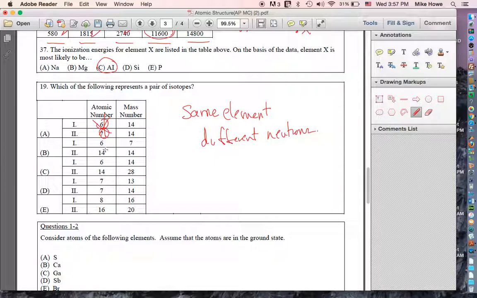Okay, down here, the atomic number is 6 and 14, so that doesn't work either. 6 and 14 doesn't work. All right, this is your pair of isotopes, because the atomic number is the same, but the mass number is different. So in this particular element, if I did protons and neutrons, the first one would have 7 protons and 6 neutrons.